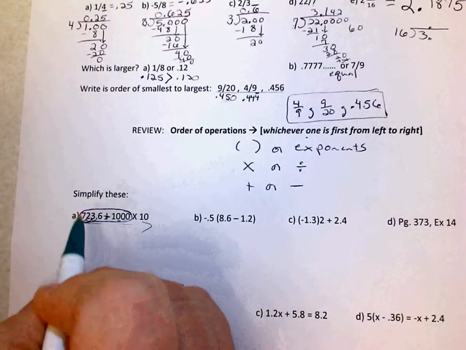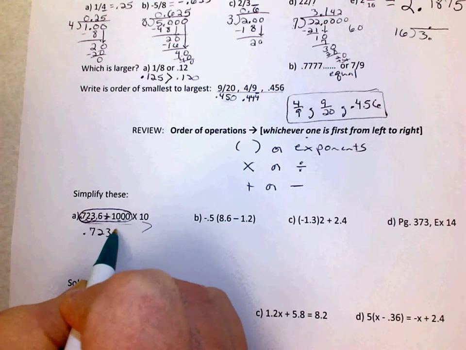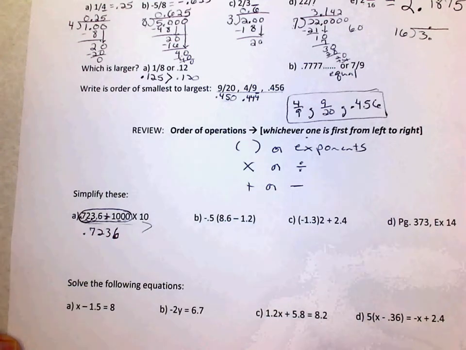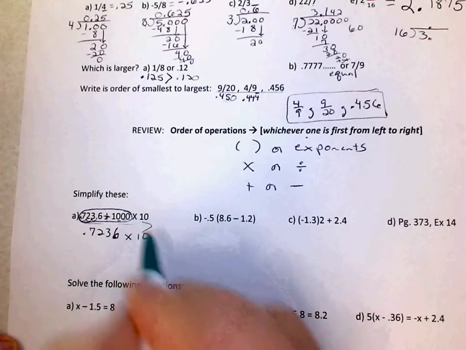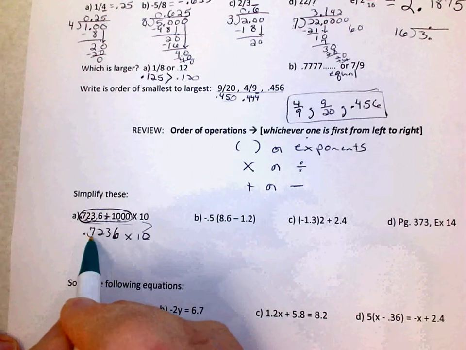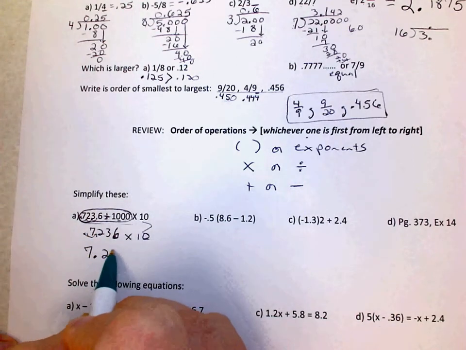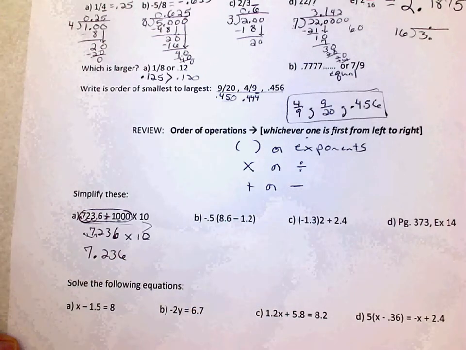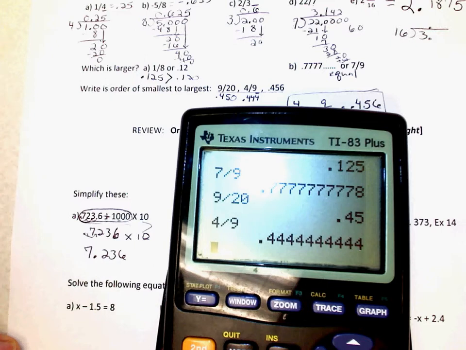So 0.723. Sorry, I don't put that decimal there, do I? And then times 10. Times 10, 1 zero, 1 decimal place to the right. So 7.236. Or you could just go ahead and use the calculator and put it in exactly as you see it.